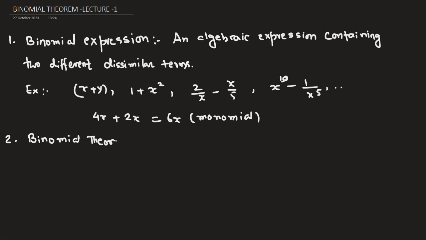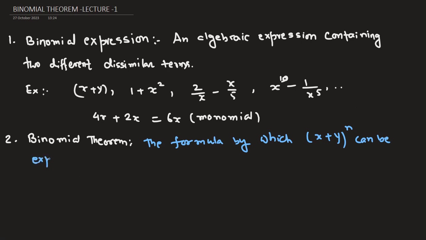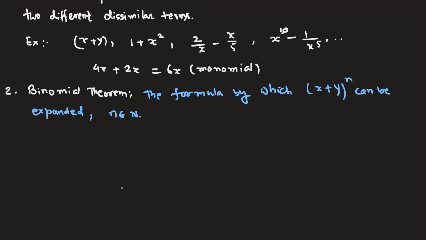Okay, now our next point is the binomial theorem. So what is the binomial theorem? Actually, it is a formula by which x plus y, that means any binomial expression with a positive integer as its power, we can expand. The formula by which x plus y whole power n can be expanded is known as the binomial theorem, where the power belongs to the natural numbers. If the power is not a natural number, if it is a rational number, then it is not in our JEE syllabus.